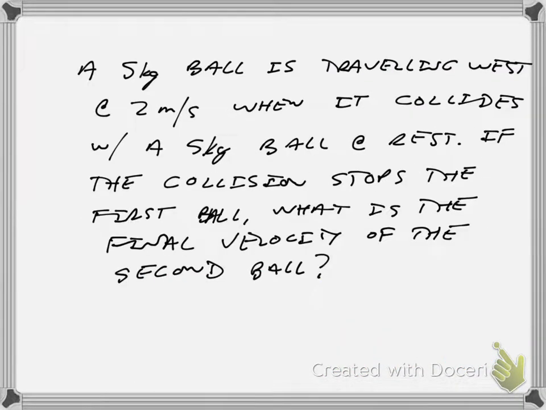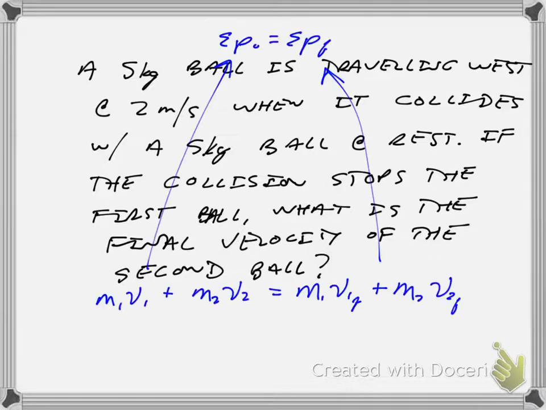All right, here's another one. A 5 kilogram ball is traveling west at 2 meters per second when it collides with a 5 kilogram ball at rest. If the collision stops the first ball, what is the final velocity of the second ball? Again, we have a question of conservation of momentum. So I go with that same equation. The total momentum before equals the total momentum after. The two objects stay separate, and so they're going to have different final velocities, but I know one of them, so I can just plug those in.